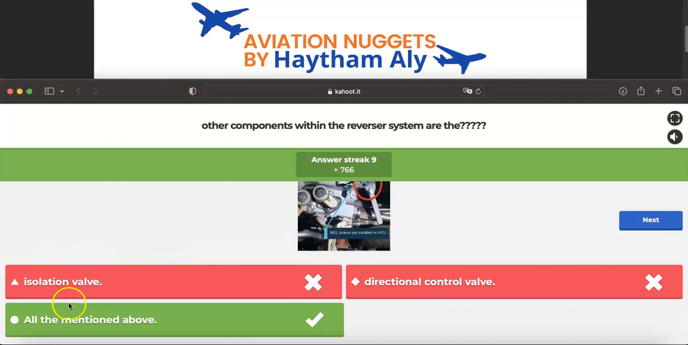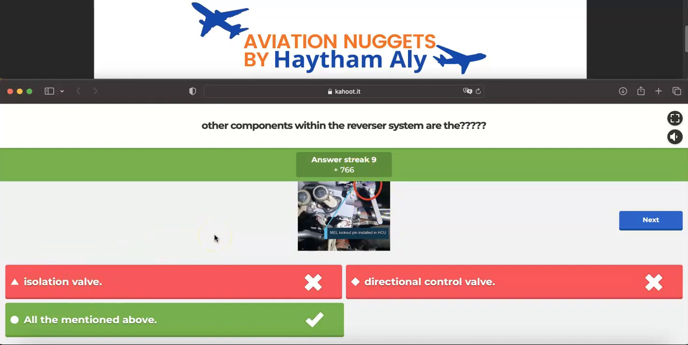And the isolation valve always has a manual lever to allow maintenance personnel to deactivate the hydraulic supply to the thrust reverser when they are working in the area of the thrust reverser, to prevent inadvertent operation of the thrust reverser system. Also, if they need to deactivate the thrust reverser for flight, they do the hydraulic deactivation from the hydraulic control unit by using this manual lever and closing the isolation valve.